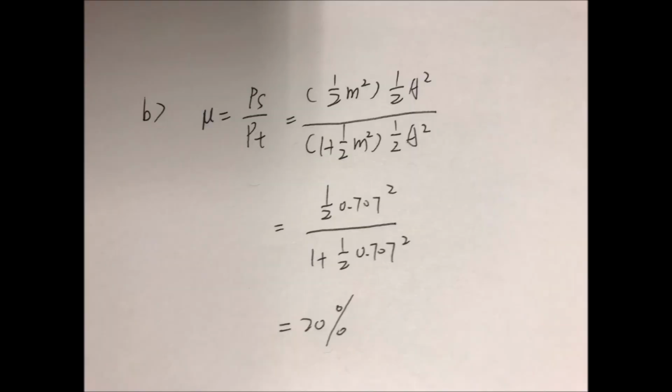How can we find this one? Second, efficiency, right? Efficiency will be PS over PT. Oh, no, I'm sorry, not PC over PT. So it will be half m squared over 1 plus half m squared, since half A squared cancels. So this is half 0.707 squared.